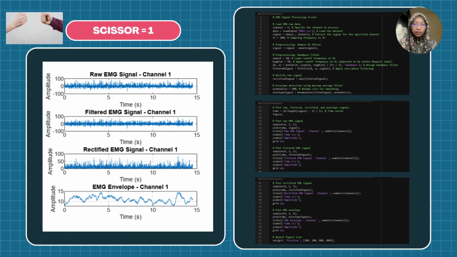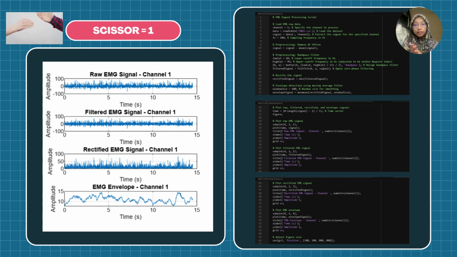Next, we start with the EMG signal processing. First, we take the raw EMG signals. For the code, the script begins by loading the EMG data that we have selected from Kaggle, and then we select channel 1 for the processing, as channel 1 is the most relevant for our data. Then we remove the DC offset, which is the baseline drift, by subtracting the mean of the signals. This will center the signals around 0, preparing them for further analysis.